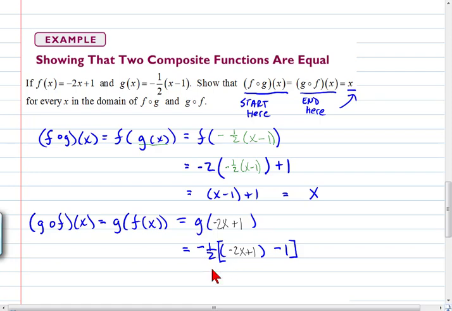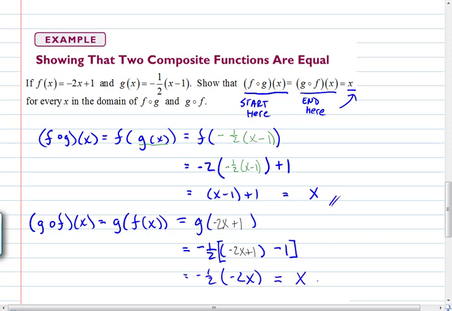What I have in the bold blue right here is g of x, -1/2 times something minus 1. I did that to show you that I just dropped inside in place of x right here what I had in the parentheses here. That's what's in place of x. So now I can simplify this. -2x plus 1 minus 1 is, because the plus 1 and the minus 1 cancel each other out, equal to x. We're done.